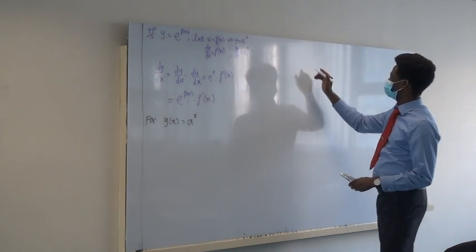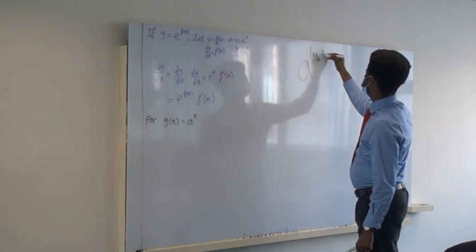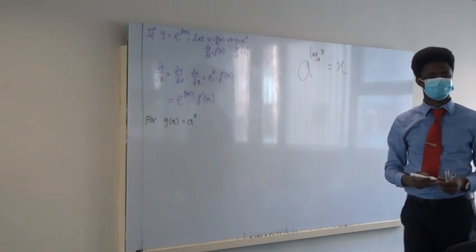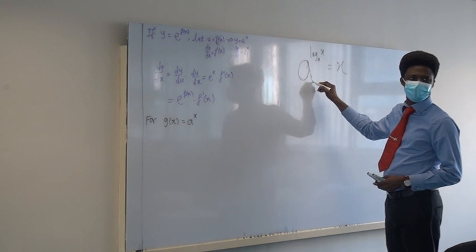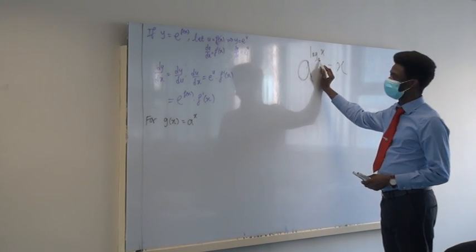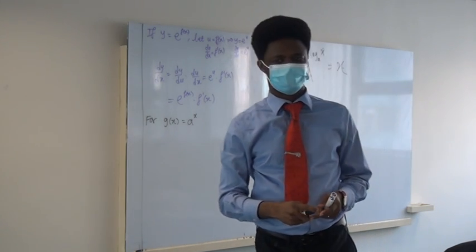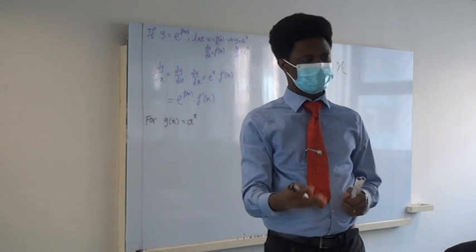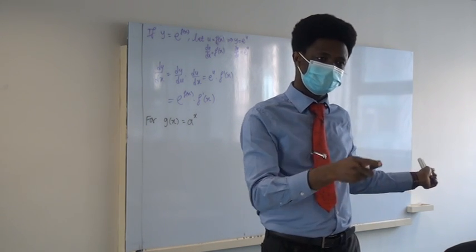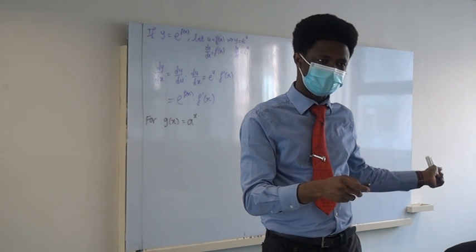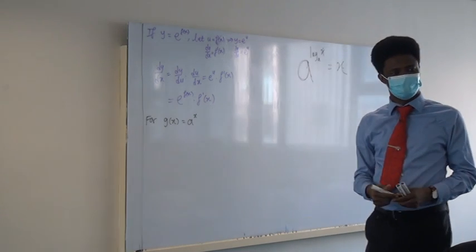Do you guys remember this law? a to the power log base a of x is equal to x. Once the base of the index is the same as the base of the log, automatically you are left with x. We proved it in Form 5. I remember it was one of the class activities. Do you remember this law? So that is what we will use here.